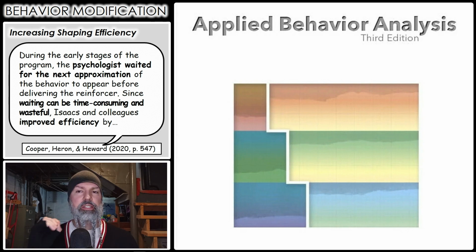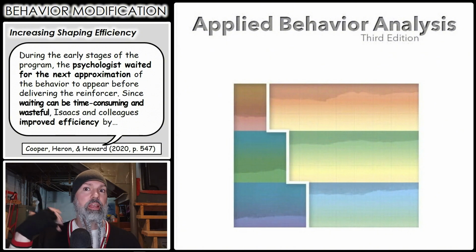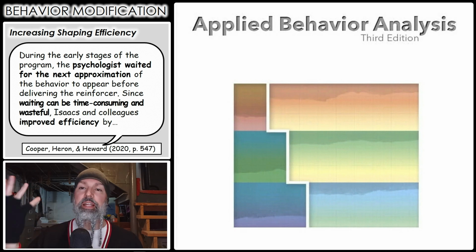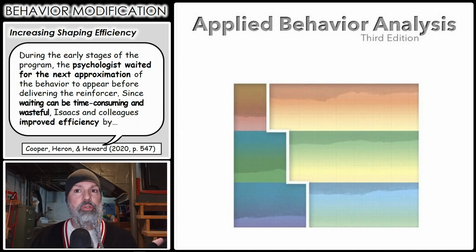Basically, 4 techniques to make sure that we can shape as fast as possible and we can reach that target behavior as quickly as possible so that we can use that time that we save for even more training to train more individuals or to train the same individual on other behaviors. All right, so let's get going with number 1.